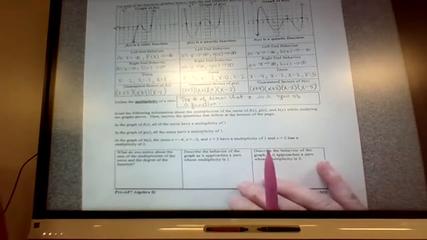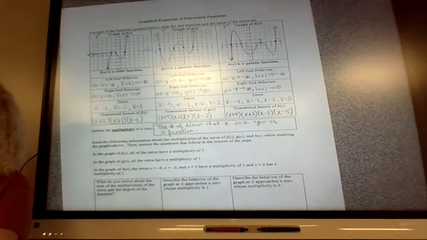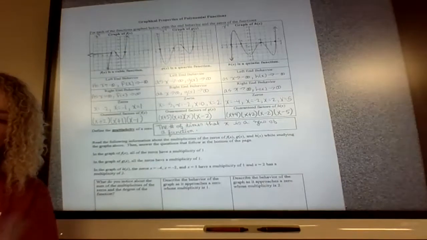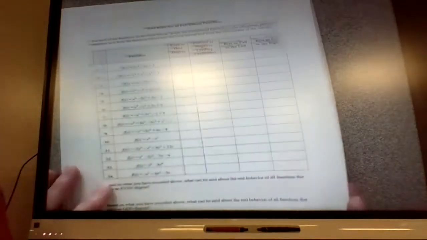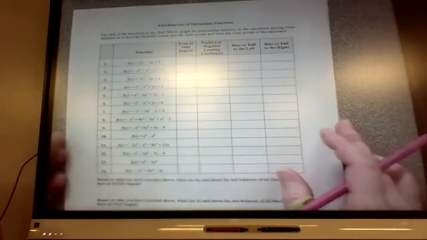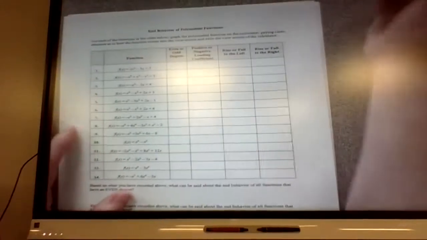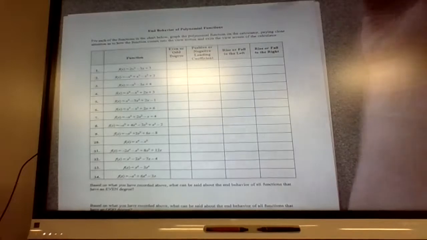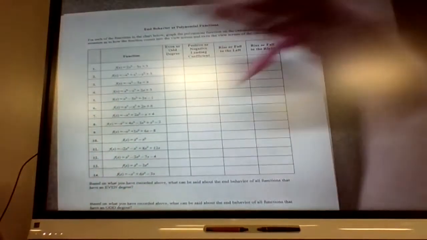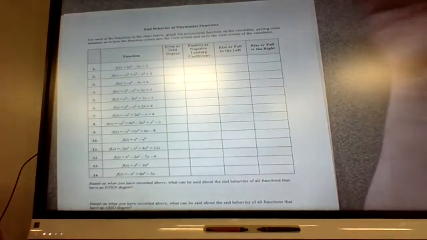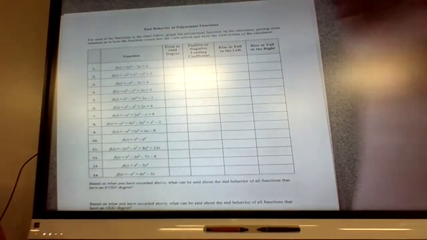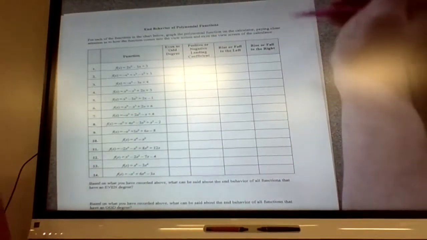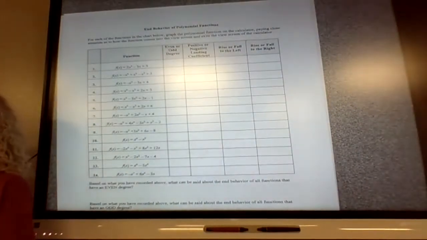All right, so we're not going to answer those questions, but look at this chart on page 503. It says for each of the functions in the chart below, graph the polynomial function on the calculator, paying close attention to how the function comes into the viewing screen and exits the viewing screen on the calculator. So here's what I want you to know, okay?